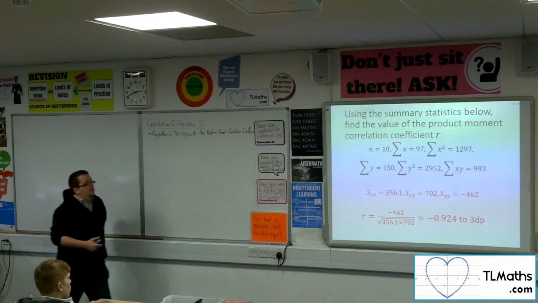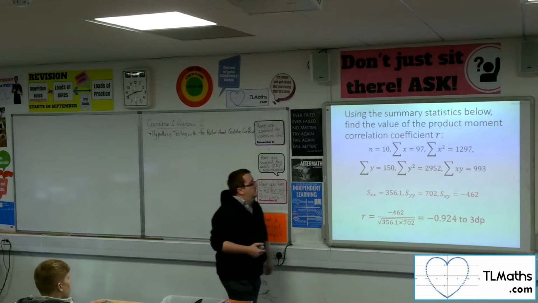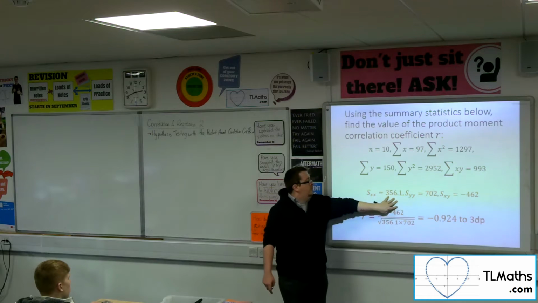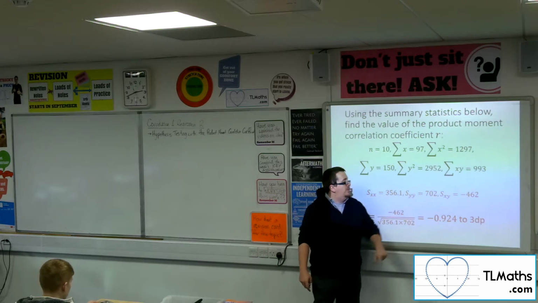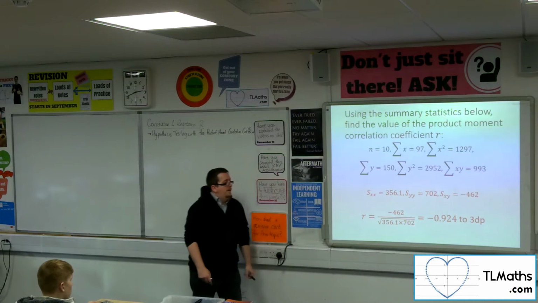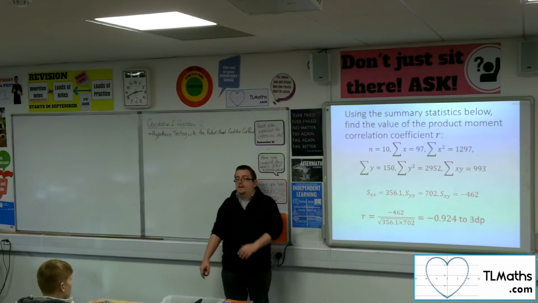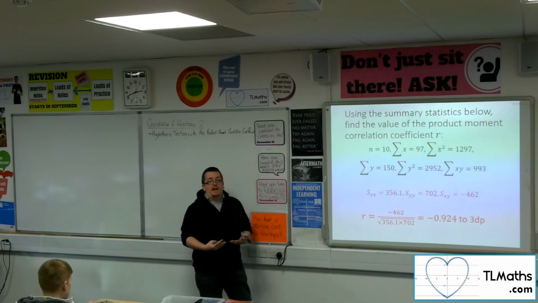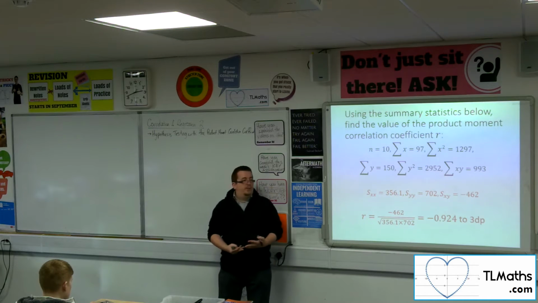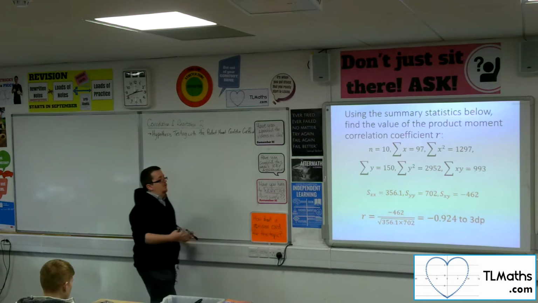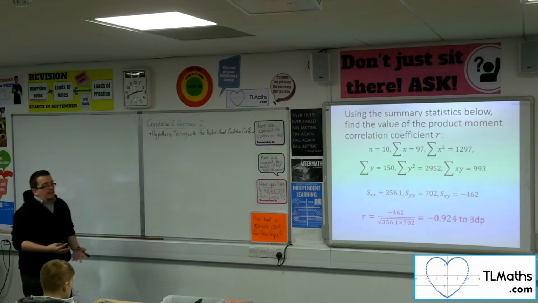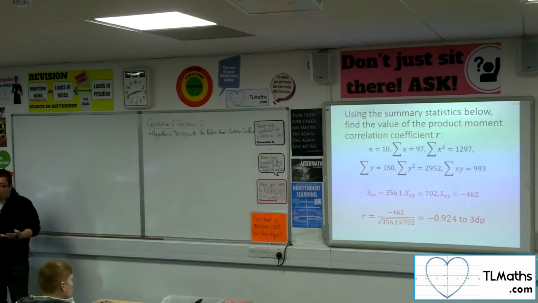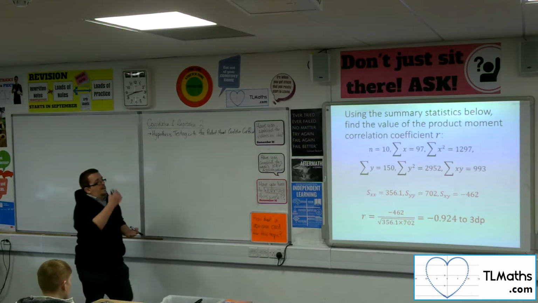The results from this: SXX is 356.1, SYY is 702, SXY is minus 462, and then substituting them in. This is what I would probably suggest you actually write down in the exam, so actually having the individual values and showing them being substituted in.